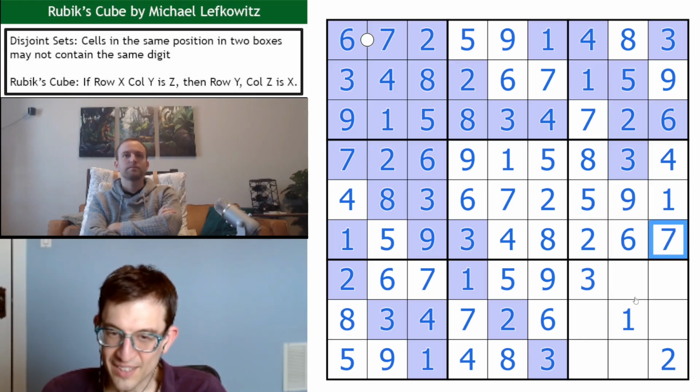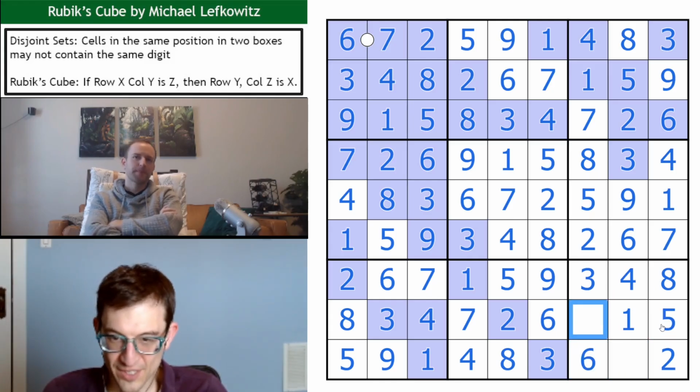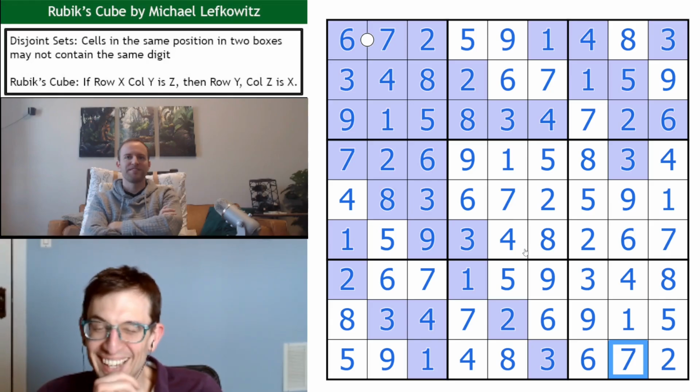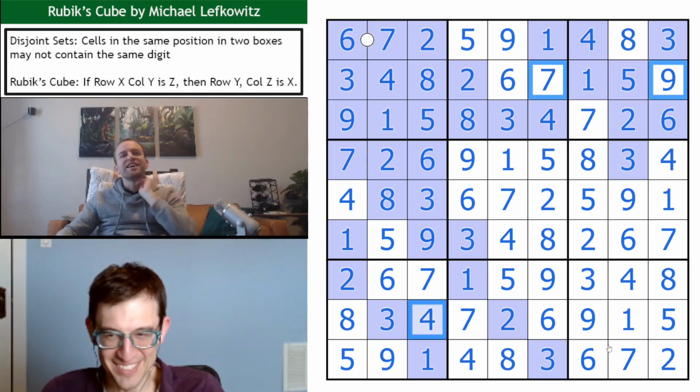Wow, that really goes fast once you get that spot. This needs 4 and 8 also. Okay, 4, 8. These are 5 and 6, and these are 9 and 7. Wow. Yeah, that would have been tough, spotting the 7s leading to the 4 there.